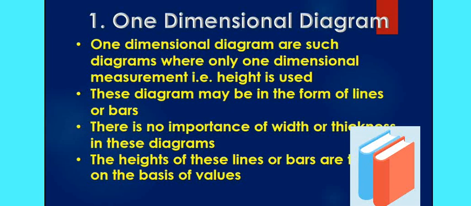In what form are these diagrams? The forms of the diagrams are bars or lines. Mainly in one-dimensional we use only bar diagrams. It's very important: here don't give importance to the width or thickness, it is not necessary. The height of the lines or bars is taken on the basis of values. The x-axis and y-axis carry only the variable, so note that, very important.